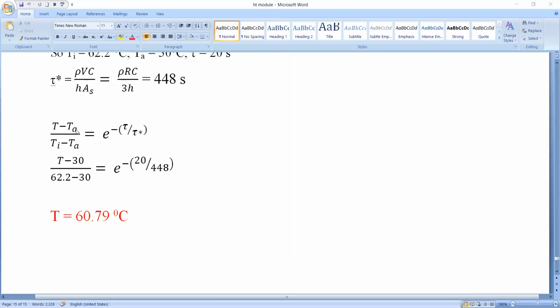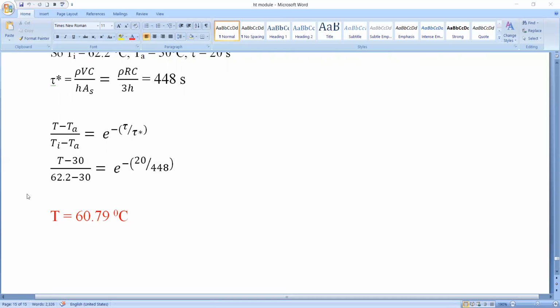Here Ti is 62.2 degrees centigrade and Ta is again 30 degrees centigrade. So e to the power minus 20, the time duration being 20 seconds, divided by tau star, the time constant, which is 448 seconds. Substitute, take the exponential, and get the value of T. Now T equals 60.79 degrees centigrade. So this is the final answer.